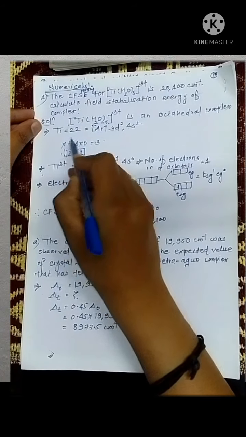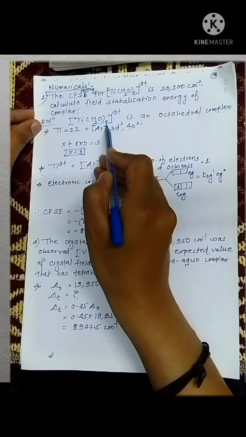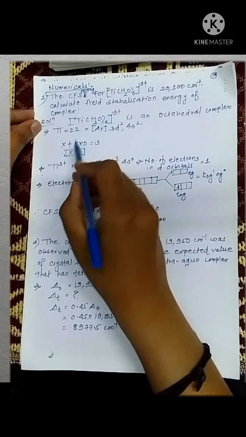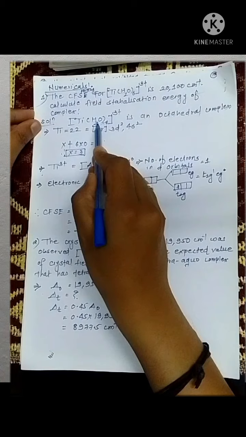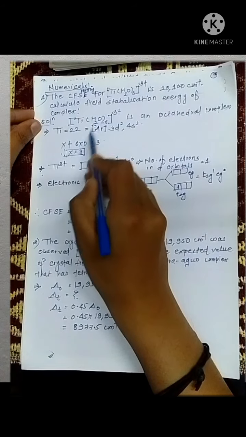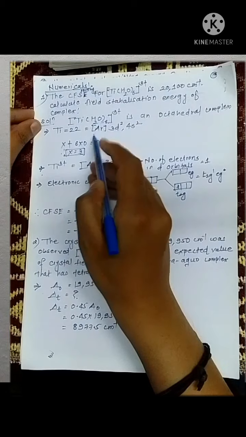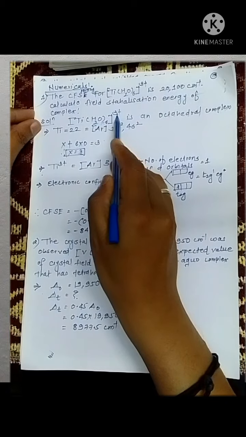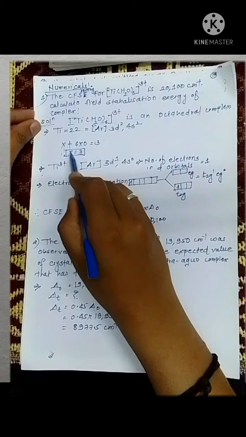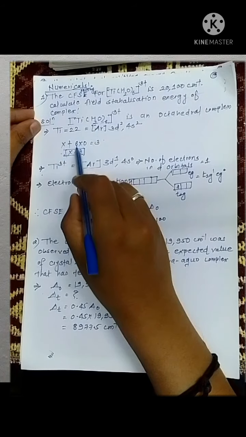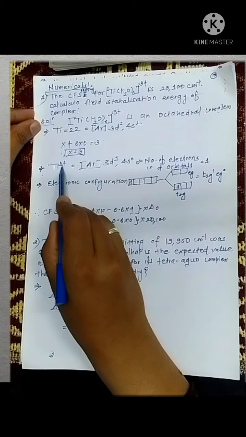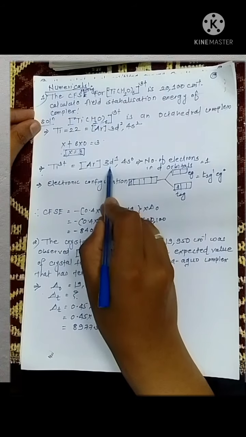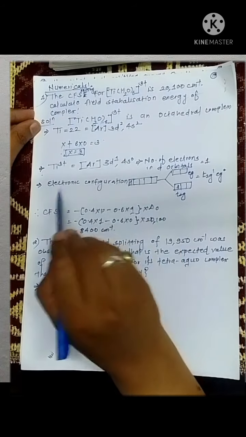I write x there, plus since there are a total of 6 ligands, I write 6 here, multiplied by 0, because water is a neutral ligand. Water doesn't have any charge, that's why it is multiplied by 0, that is, the charge on the ligand is 0, equal to the total charge on the complex. So x is equal to 3. So it simply means that titanium is present in the 3+ state. So titanium 3+ is equal to Ar 3d1 4s0.